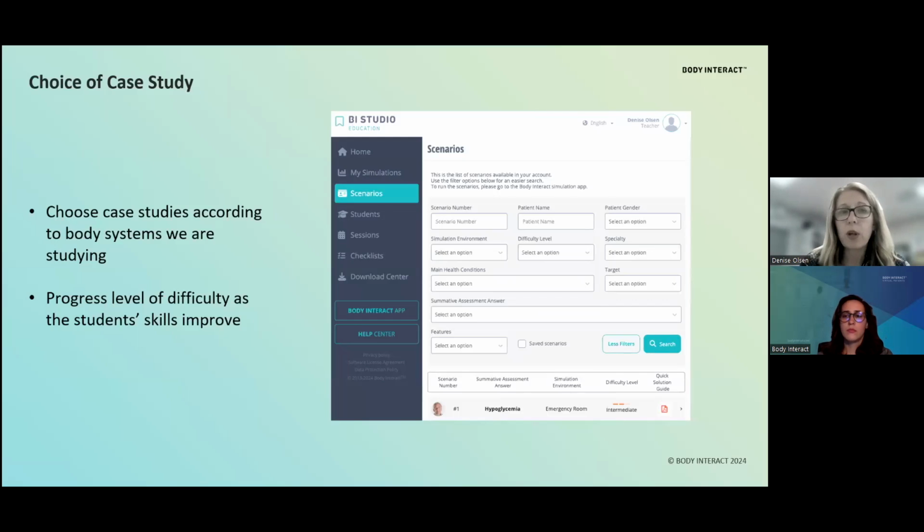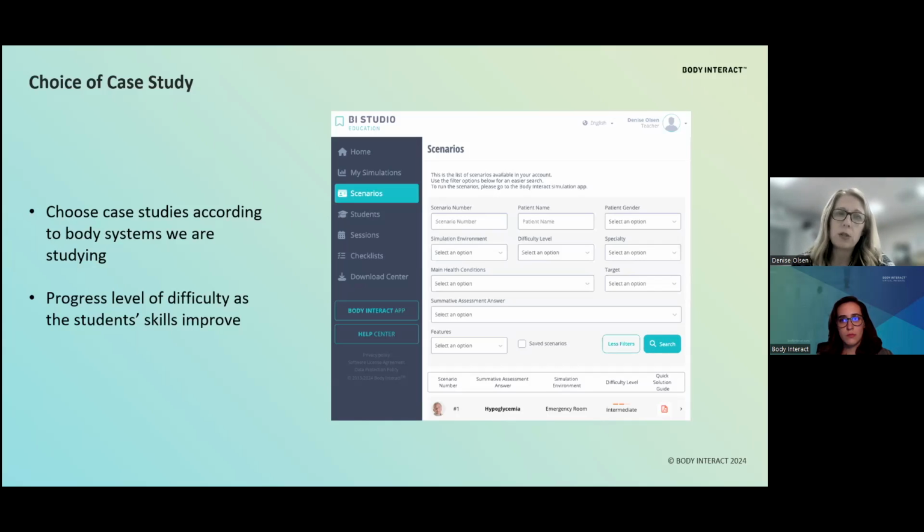So how do I choose my case studies? I'll just explain when I fit Body Interact in during the week. We have minimum days on a lot of Wednesdays, and I find that that's a great day for us to do Body Interact days. And the kids kind of just came to realize, like, oh, it's Wednesday, we're going to do Body Interact, because we have roughly 40 minutes. And if you don't change the time setting, the scenarios are 20 minutes. So it works out really well.